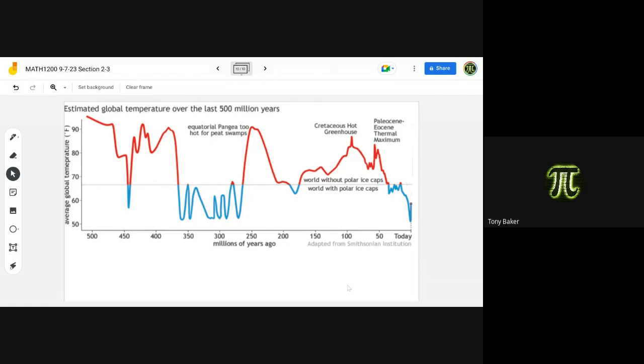So based on this graph, is our climate changing drastically? We're not even close to the highest temperature ever. At the beginning, it was almost 100 degrees Fahrenheit. So there were times in our planet's history that we were way warmer than today. We weren't around. We've only been around for the last couple million years. So we probably wouldn't survive in that time.